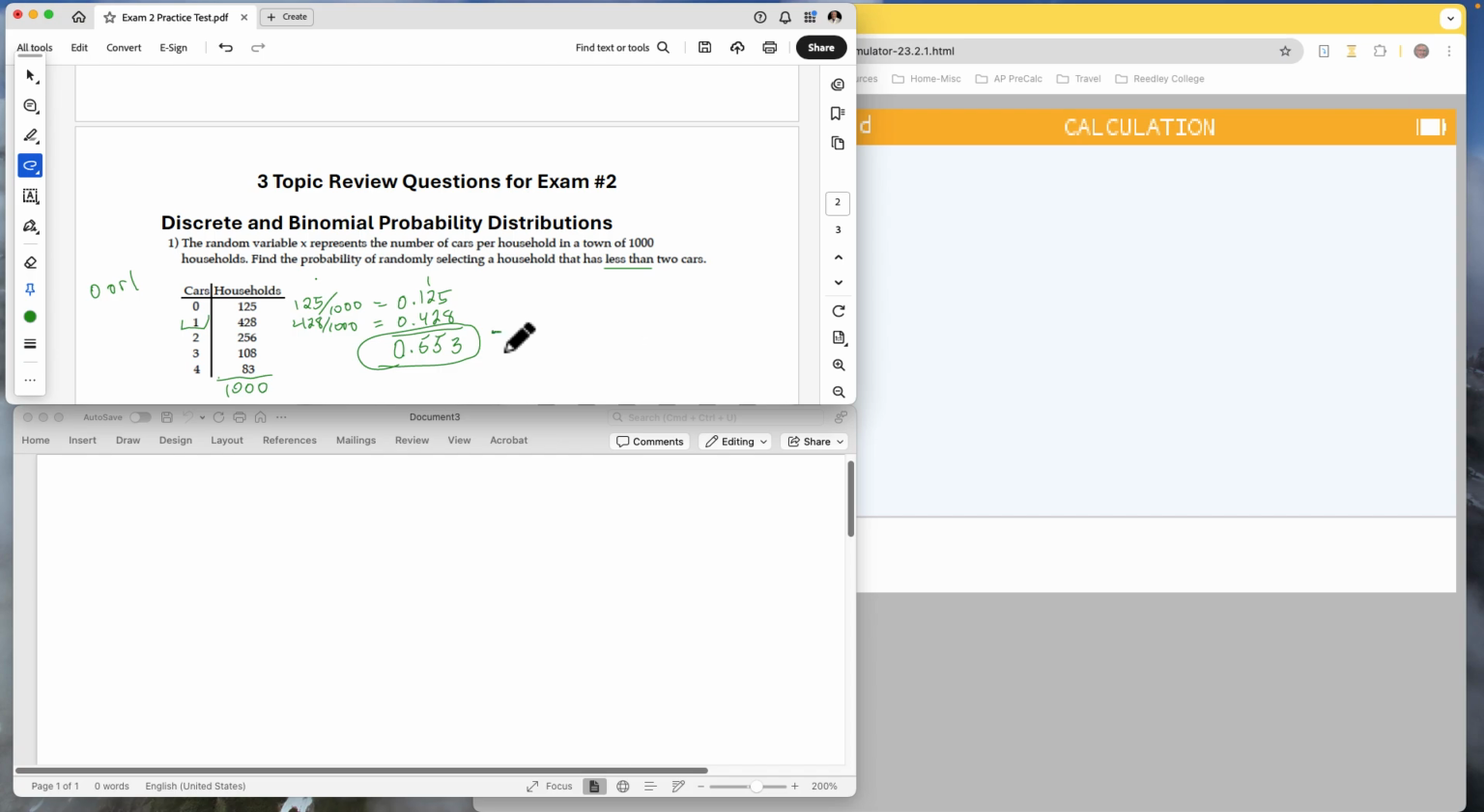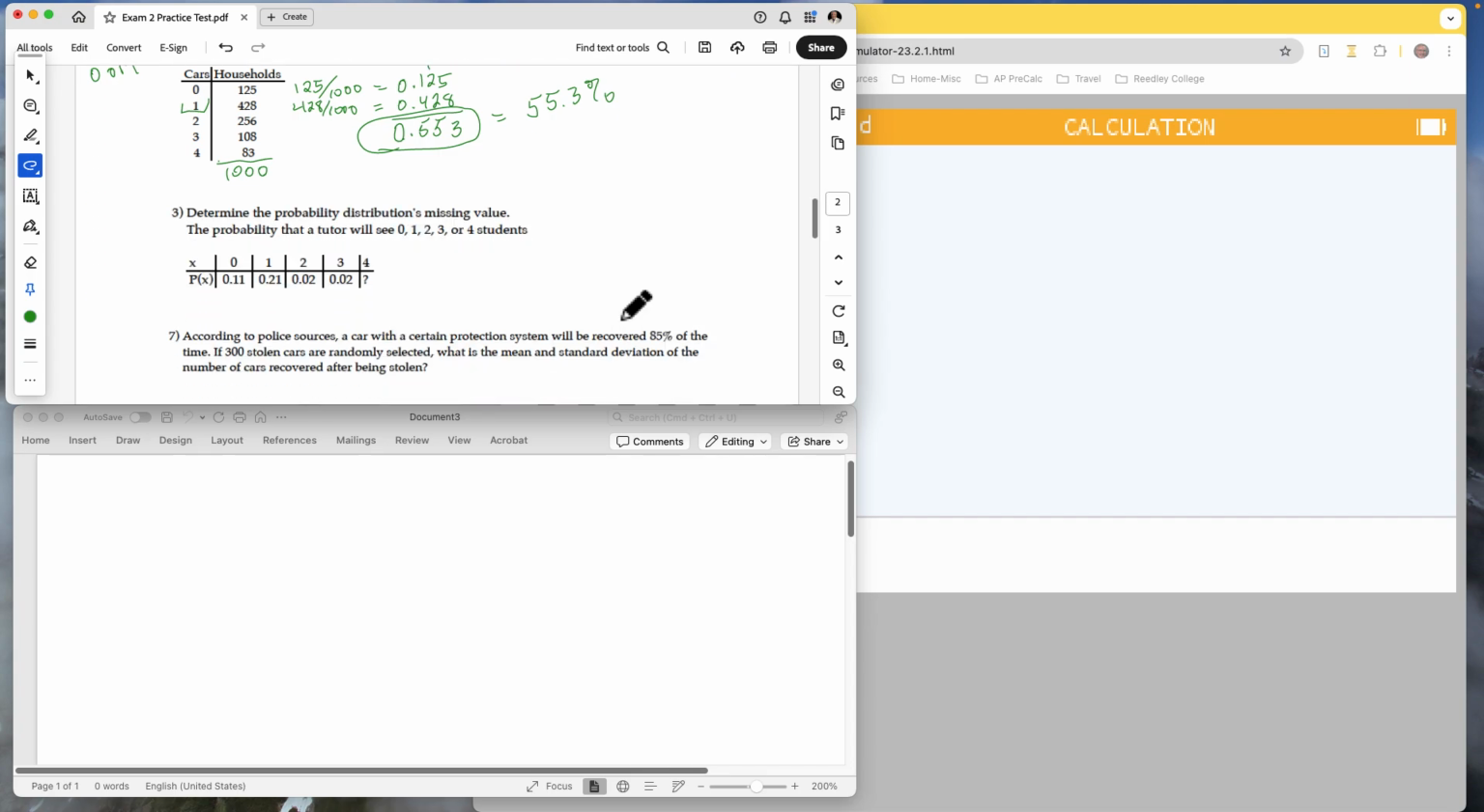If you want, you could list this as a percentage: 55.3% of the people in this survey had no car or 1 car. That's how we can do that. You also, if you wanted to, could treat this as a regular probability. We could have added 125 plus 428 and then divided by 1,000, and you'll get the same answer. So both ways work.